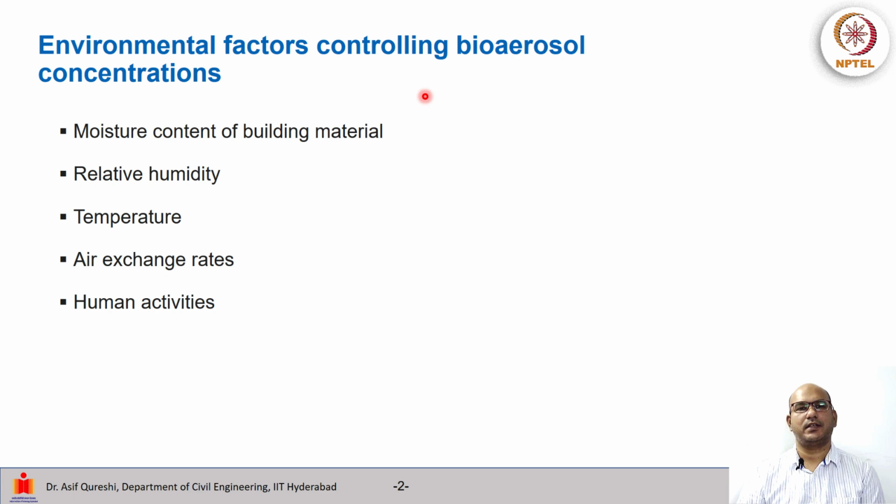So some of the environmental factors that control bioaerosol concentrations would be the moisture content of the building, the relative humidity, basically, the temperature, then things such as the air exchange rate and also the human activities. Some of the things we have already covered in terms of air exchange rates and the associated calculations, and we have other things as well which we will look at a bit more, and we will also look at a case study on this.